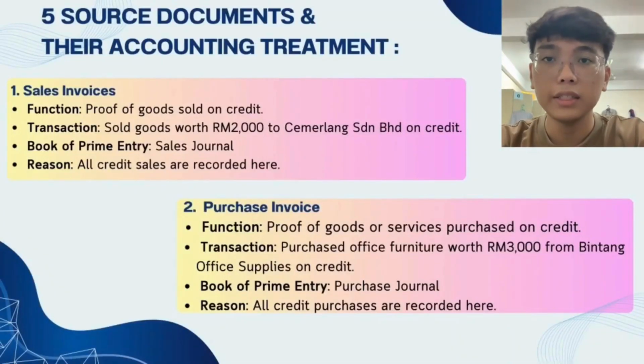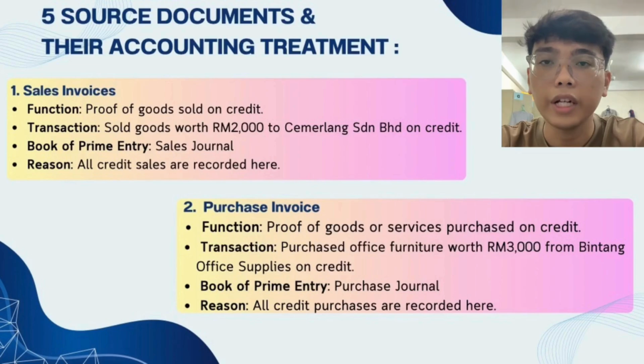As for my part, I am going to explain about 5 source documents and their accounting treatment. For number 1 is sales invoice. The function of sales invoice is to prove of goods sold on credit. The example of transaction is sold goods worth RM2,000 to Cemerlang Sdn Bhd on credit. The book of prime entry is sales journal. The reason is because all credit sales are recorded here.